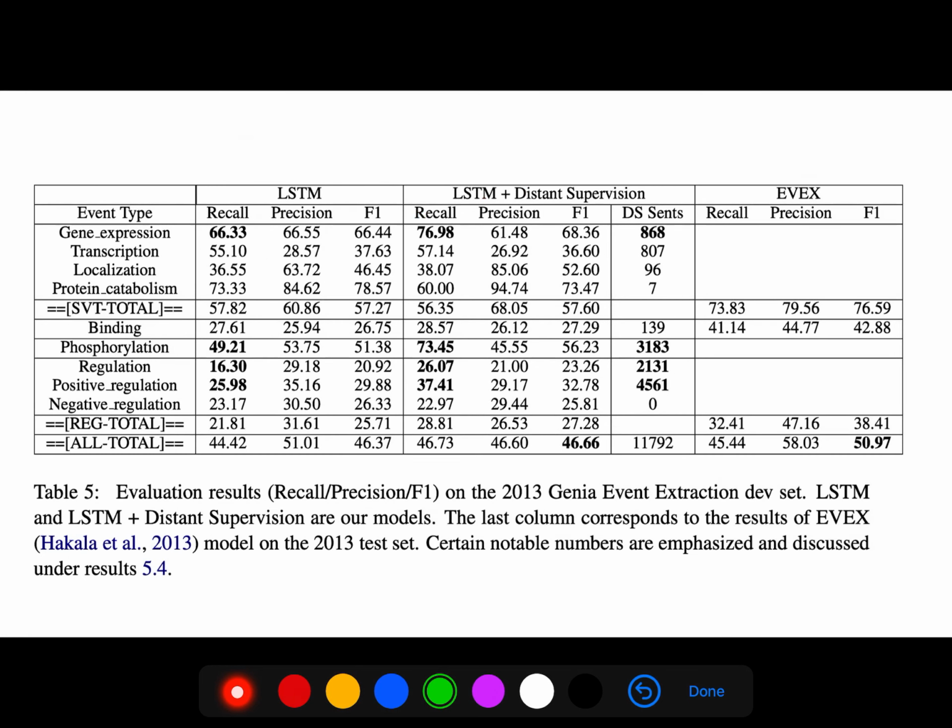And the rest of them is about an F-score which is still low, 50%. Even if you use distant supervision, it's very low. And if you use LSTM, it's 46, so it's a very small improvement. We can ignore the improvement. So distant supervision is not playing a role here.